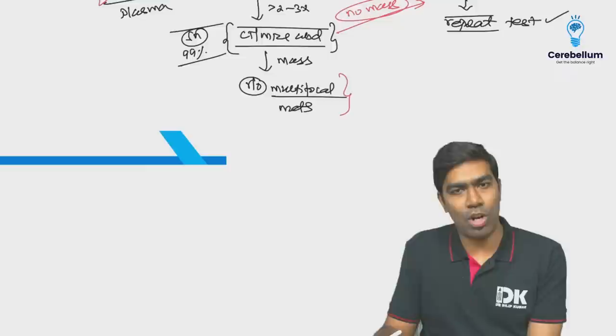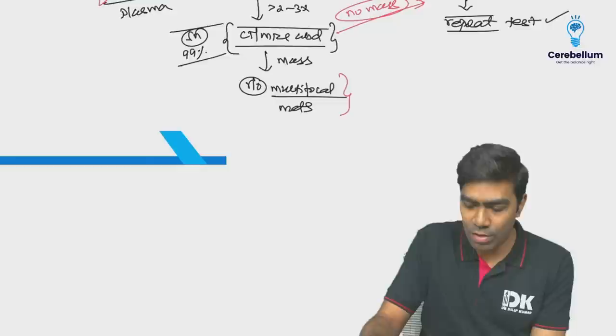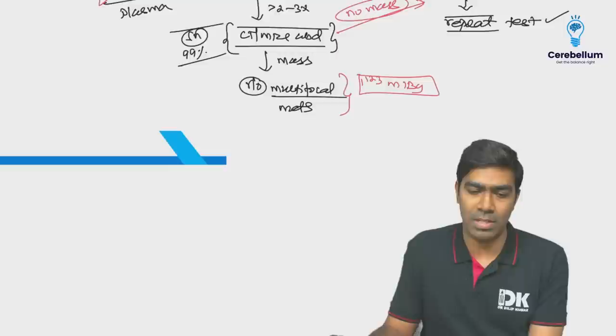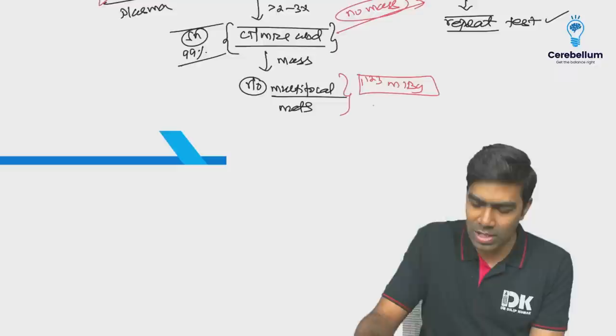If it's a multifocal or a metastatic disease, how will you pick it up? You have to do I-123 MIBG. This is what they will ask you in the exam. This is an outdated scan. We don't do it. That's called the I-123 MIBG scan. Or you can do FDG PET. Simple FDG PET. That's what we do in India commonly.